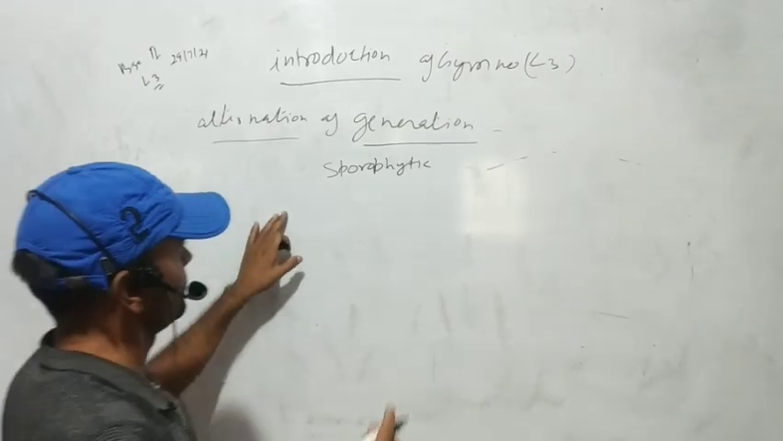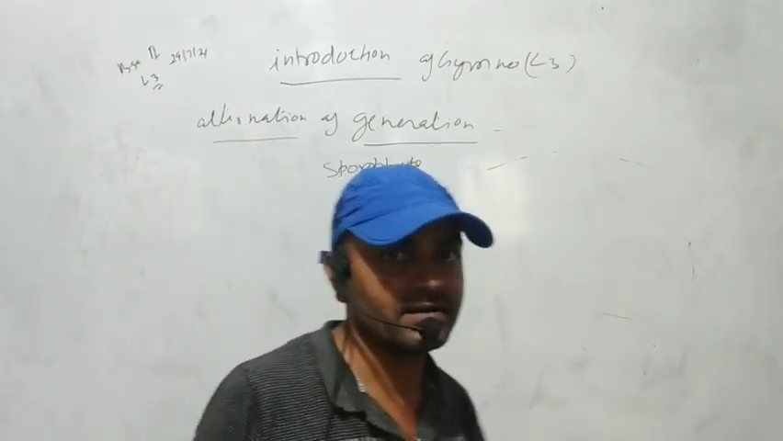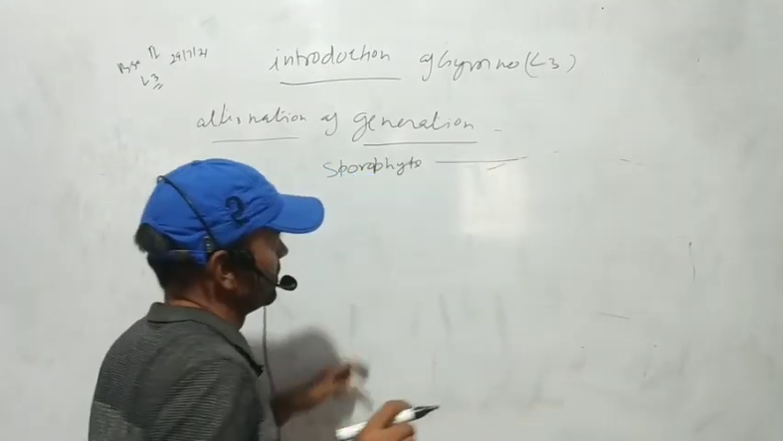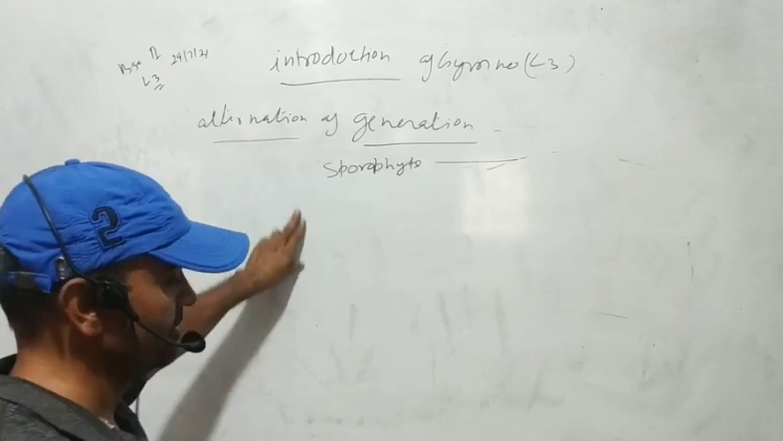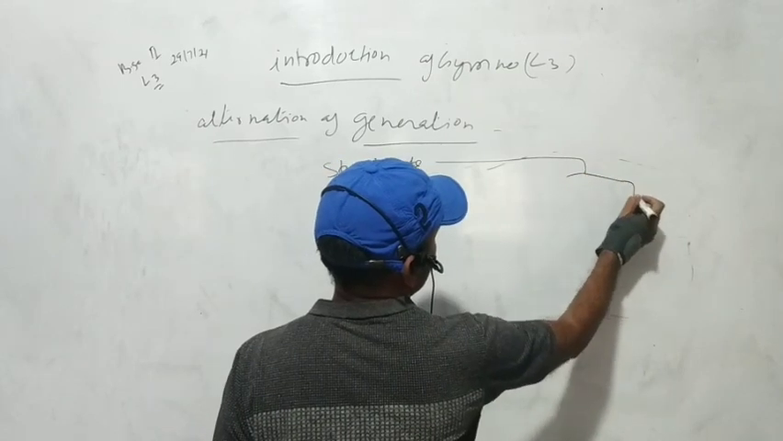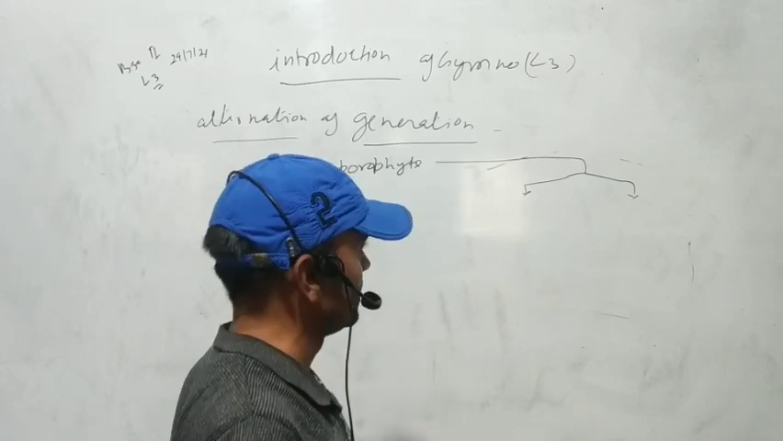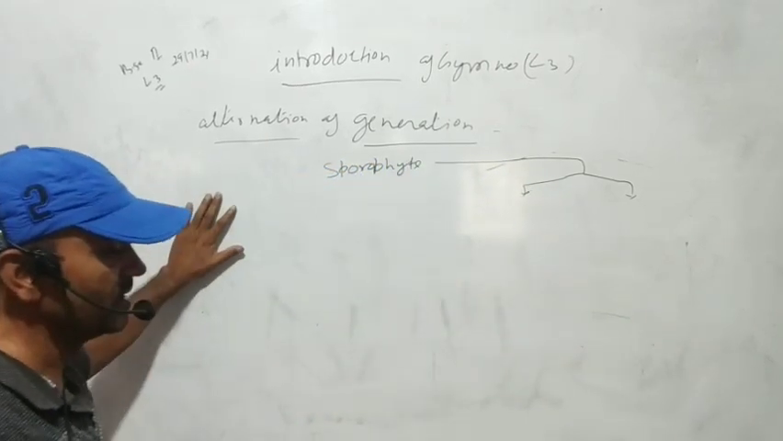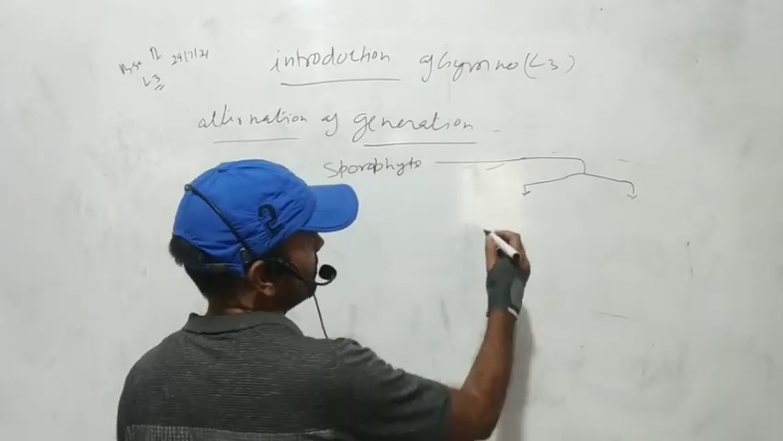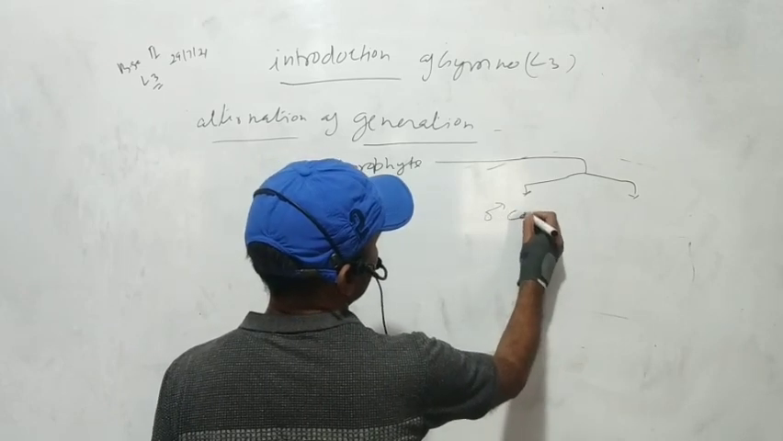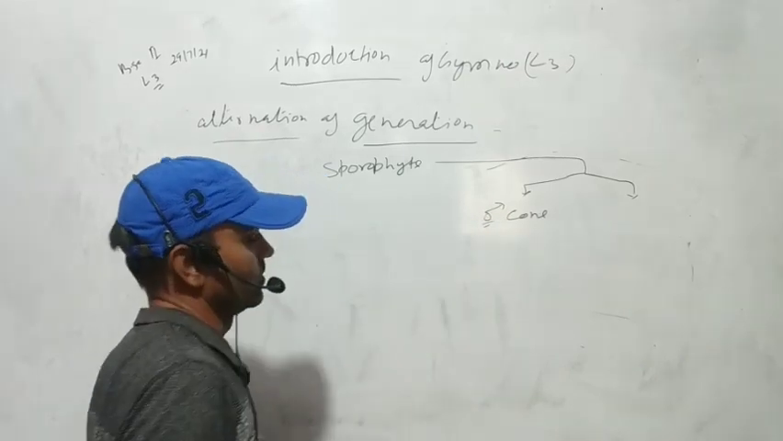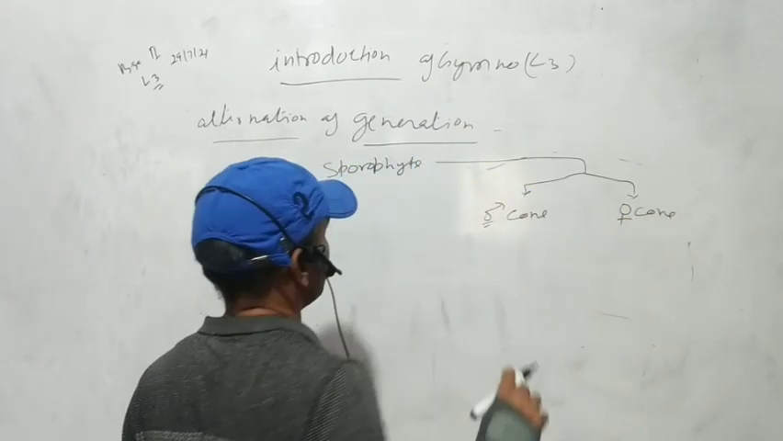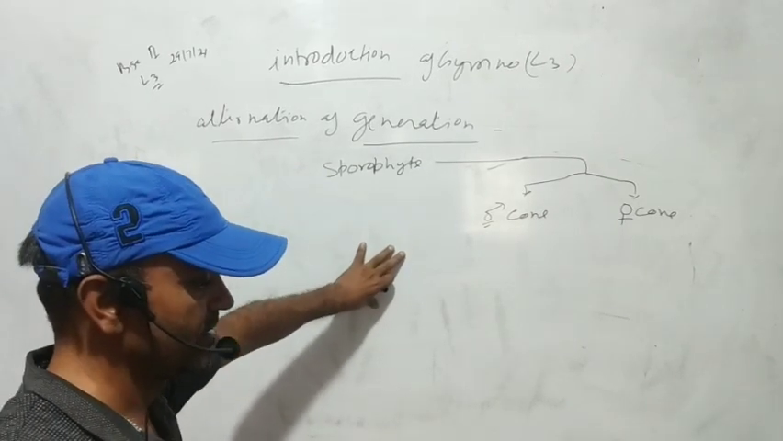Next, in gymnosperm, as you studied in the introduction, the dominant stage is the sporophytic stage, or we can say sporophyte stage. Here the main plant is sporophyte. The sporophyte may be bisexual, may be unisexual. Here two types of organ are found: maybe male cone, this is the sign of male cone, and the second one is female cone. The sporophyte gives birth to male cone and female cone.